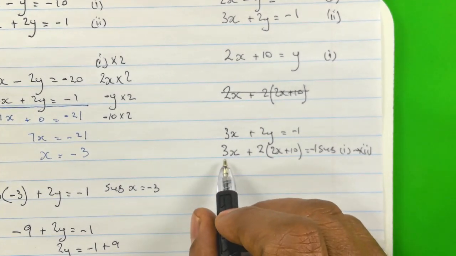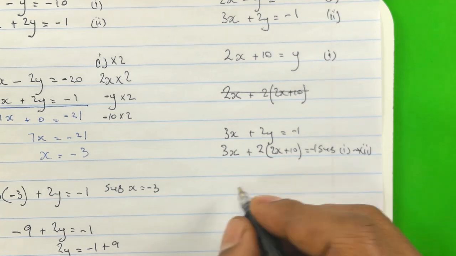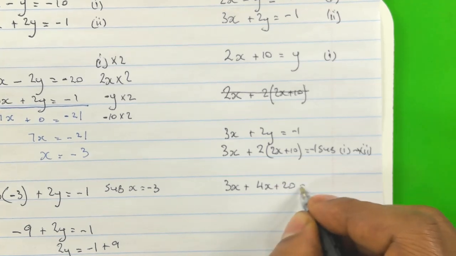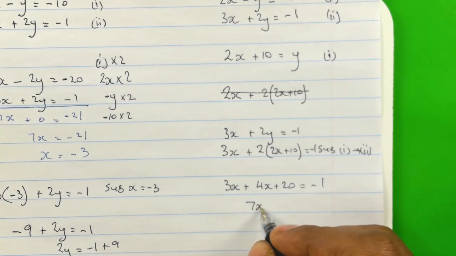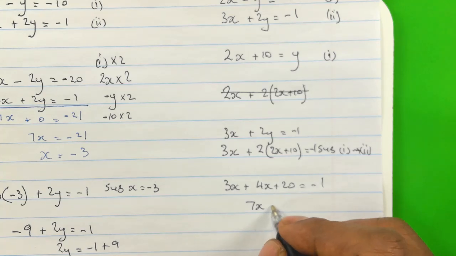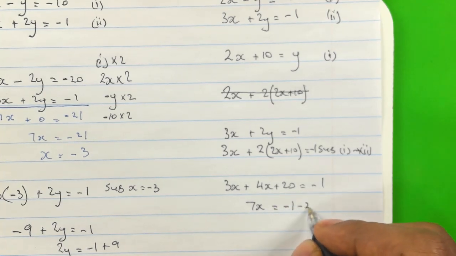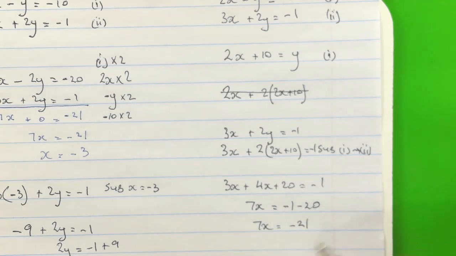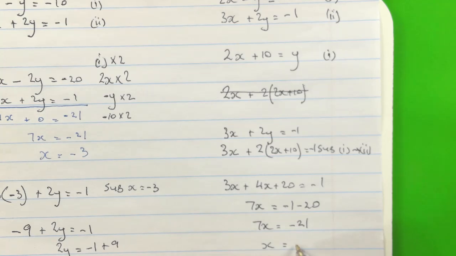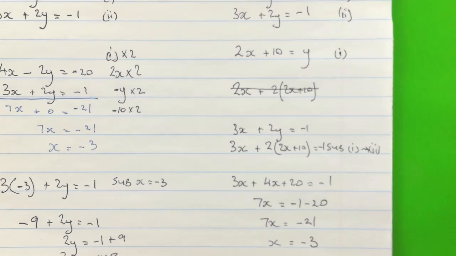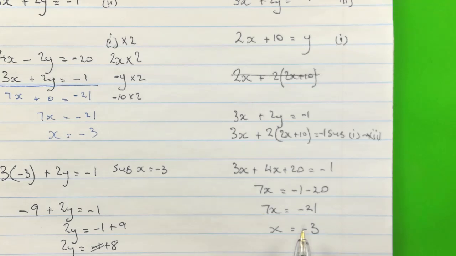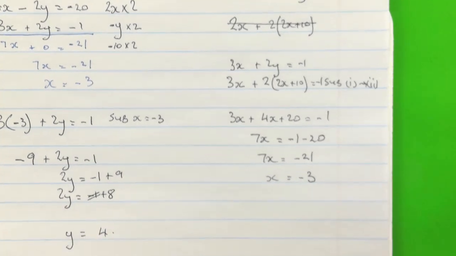Now, if I simplify this one, I will have 3x plus 4x plus 20 is equal to -1. Then I will have 7x equals to -1 minus 20. Then I'll have 7x is equal to -21. Then I will have x is equal to -3. Am I done? No, I'm not done. I have only solved one of the variables, so I must solve the next one.